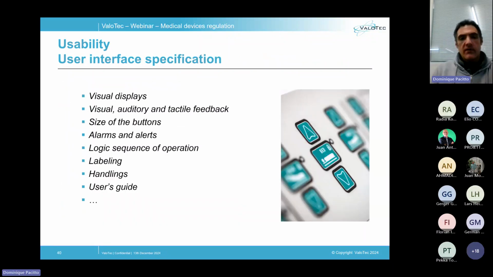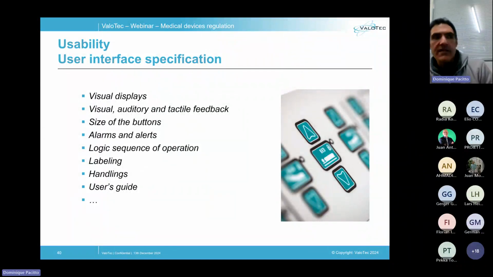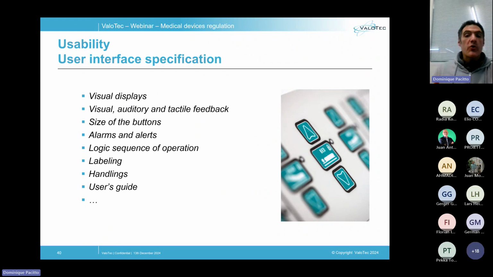Clause 5.6 requires the manufacturer to specify the user interface. So, keep in mind that the user interface is not limited to the device control, but also includes all the elements that can interact with the user, such as the casing, the handles, the labelings, and even the user guide. The specification of the user interface must take into account the identified scenarios, but above all, and this is the purpose of the standard, the risk of use.